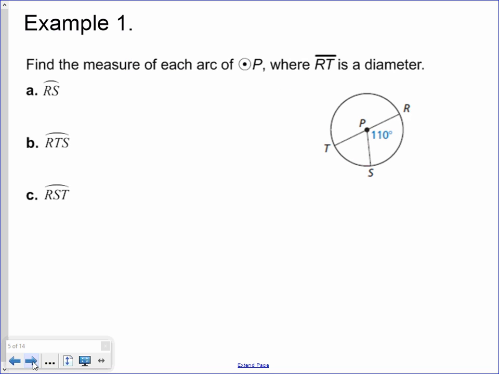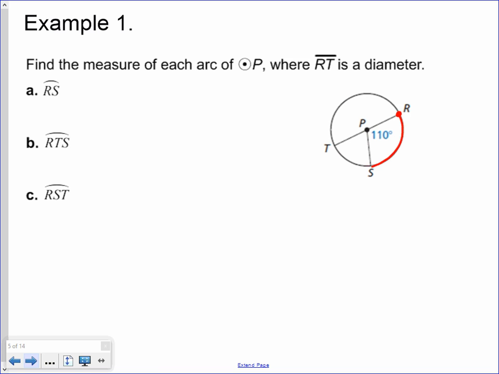Okay, so first example here before lunch says find the measure of each arc of circle P where RT is a diameter. You have a problem though. Your 3rd letter is the same as your 2nd letter. So can you change letter C to arc RST instead of arc RTS again? I don't actually want you to find the same arc twice. So on letter C, change it to arc RST, because yours currently says the same thing twice. Okay? All right, letter A. Don't blurt any answers out loud, please.